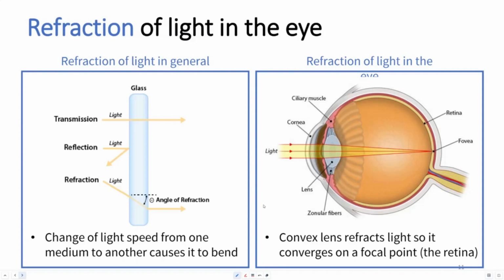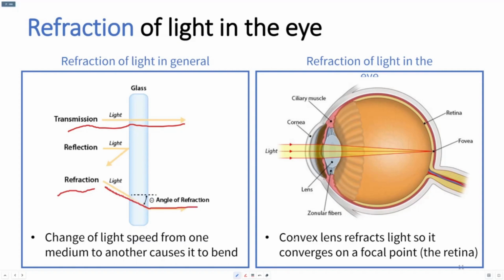So before the light can reach our photoreceptor cells, it must pass through the air, pass through the cornea, go through the aqueous humor, the lens, the vitreous humor, and eventually hit onto the retina. So you can see that the change of a light speed from one medium to another one is causing it to bend. So light transmits normally straight. Reflection causes it to bend backwards. Refraction causing it to go at an angle. And that angle is going to be the refractive index.